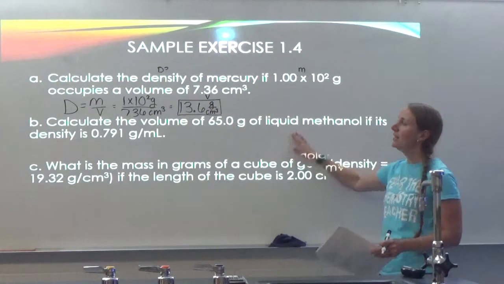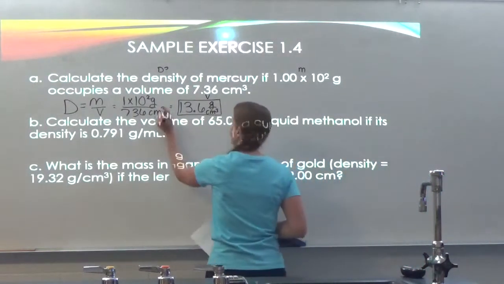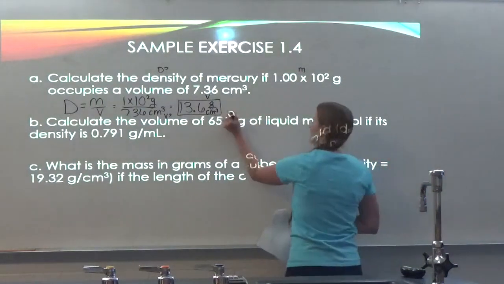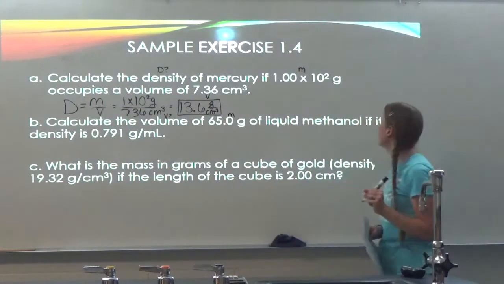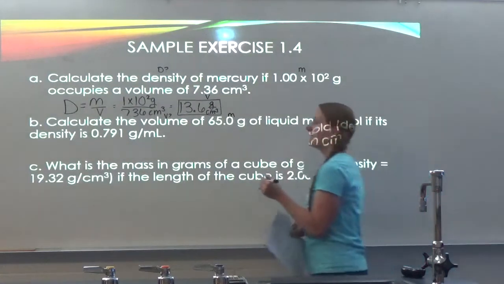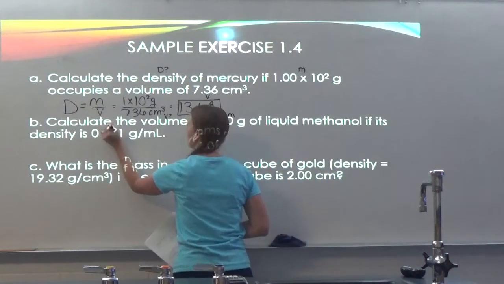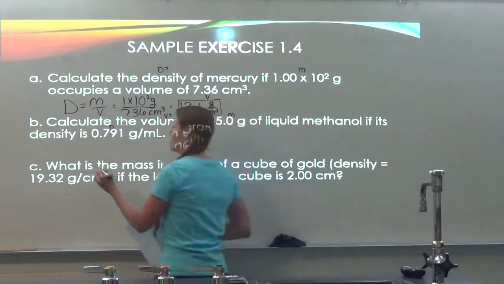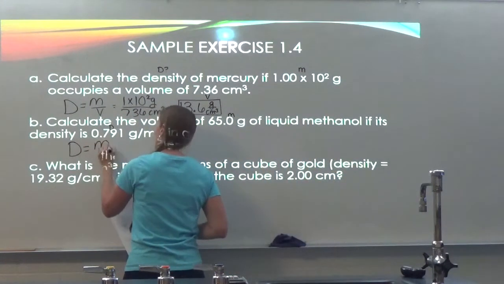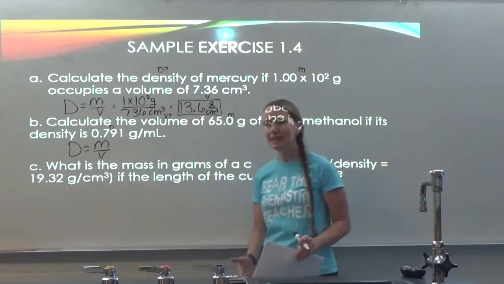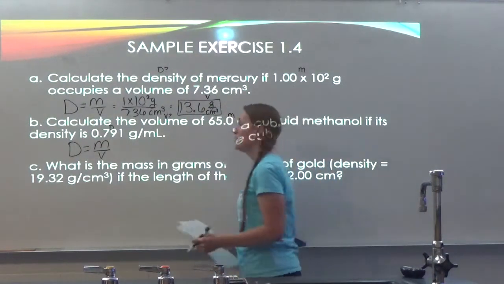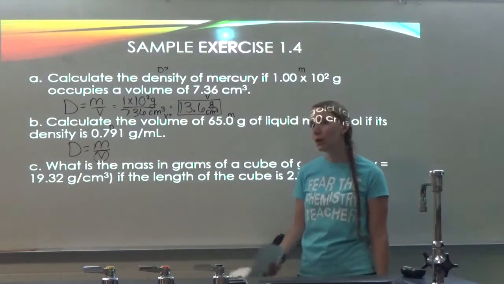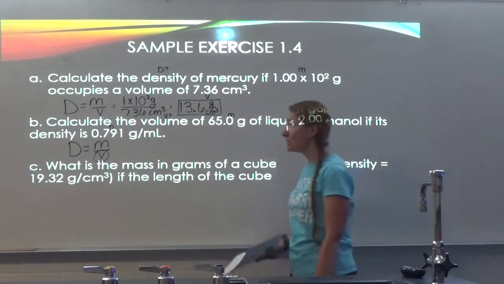All right, so part B. It says calculate the volume, so this time I'm looking for V, of 65 grams, so there's my mass, of liquid methanol if its density is 0.791 grams per milliliter. Okay, so this time I'm looking for volume, so I am going to have to rearrange my formula. And so y'all, rearranging a formula quickly is an important skill to have. Okay, we're solving for volume. When you solve for something, you don't want it to be in the denominator. You want it to be in the numerator.